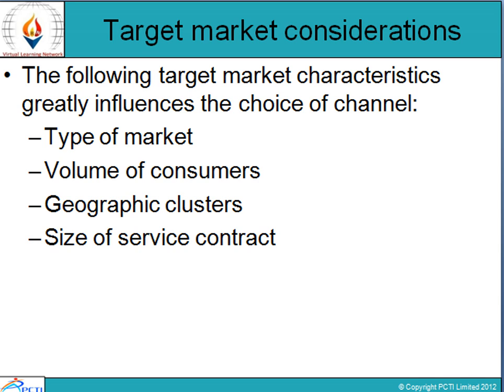Then comes size of the service contract. If the size of the service order is large, then the distribution is most of the time direct. But if the size of the service order is small, then intermediaries are used.